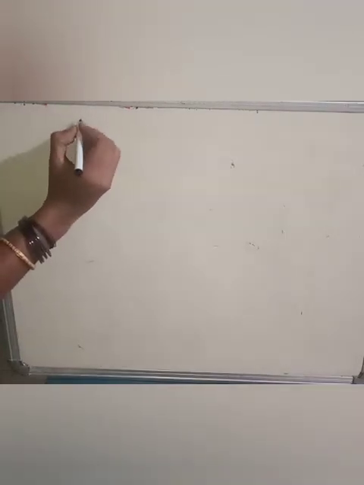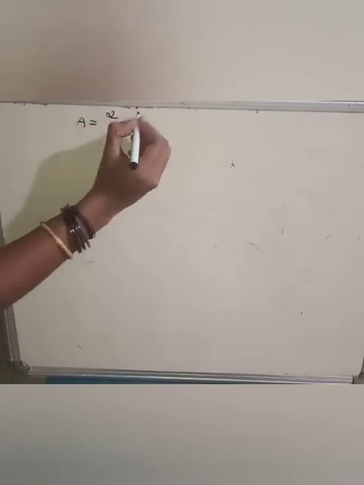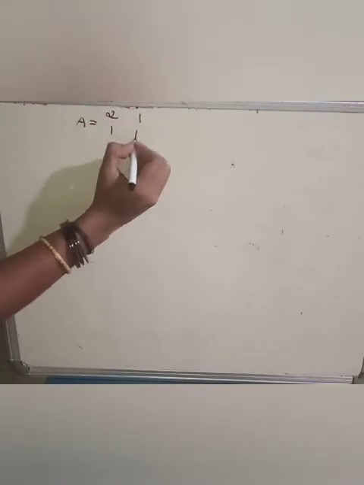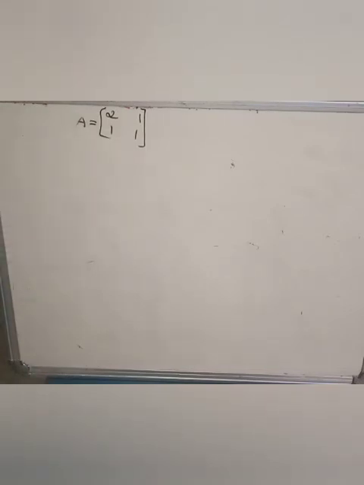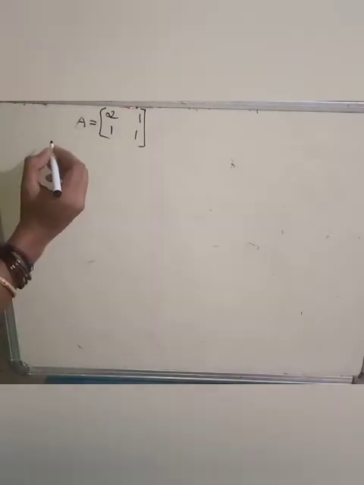One more. Finding the inverse of the matrix A is equal to [2, 1; 1, 1]. Okay, same procedure here. Here again I'll use the elementary row operation to find the inverse. What is the first step?